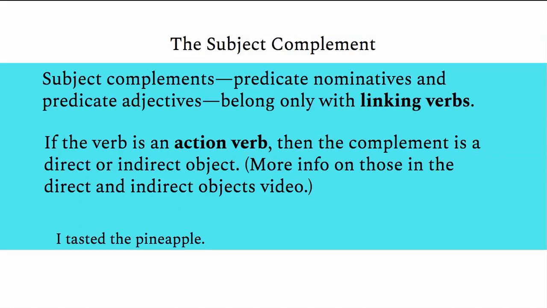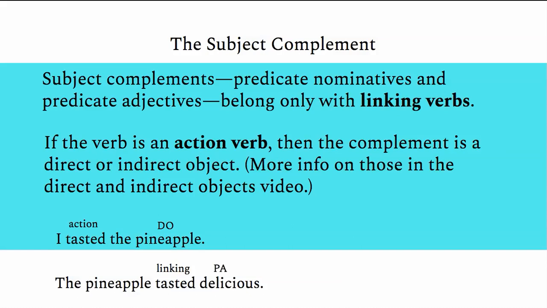Here's a little example. I tasted the pineapple. Tasted is an action verb. How do I know? A couple of reasons. One, in this sentence, tasted is something that I'm actually doing. I tasted. What did I taste? The pineapple. In this sentence, because I have an action verb, pineapple's a direct object. In the sentence, the pineapple tasted delicious. Tasted is a linking verb, which makes delicious a predicate adjective.